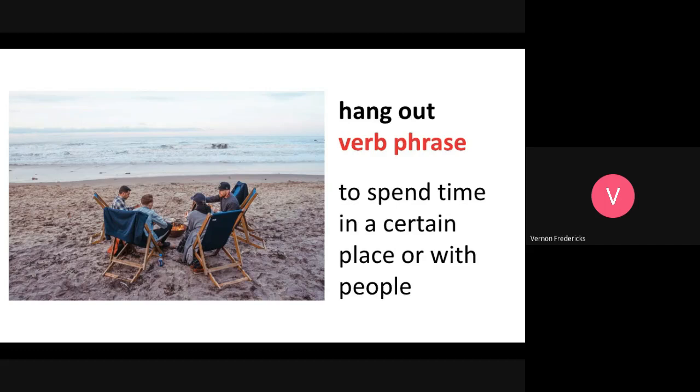Sometimes you hang out with your cousins. So hang out means spending time in a certain place or spending time with people in a certain place. We usually hang out with people that we know and people that we love. Okay, that's hang out. It is a verb phrase.